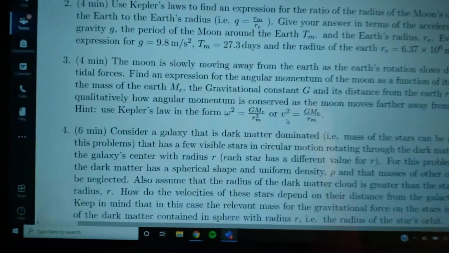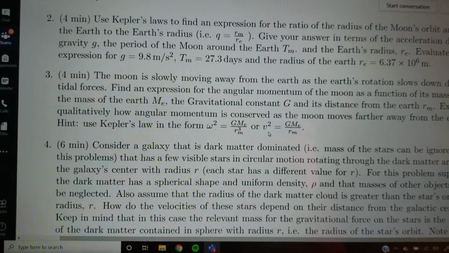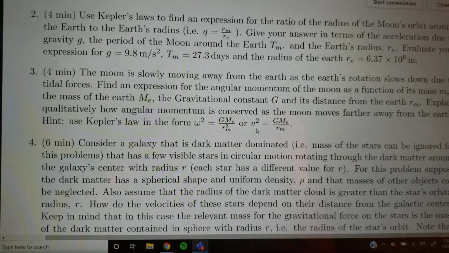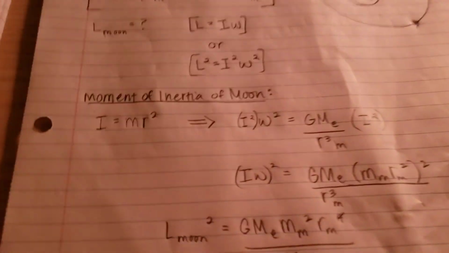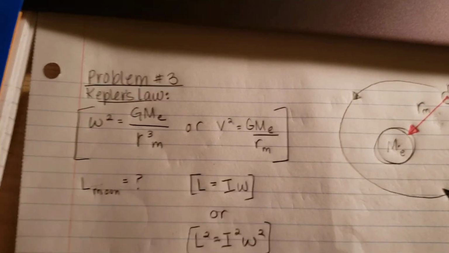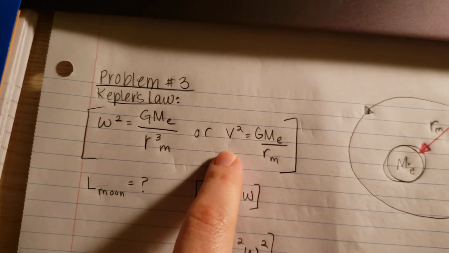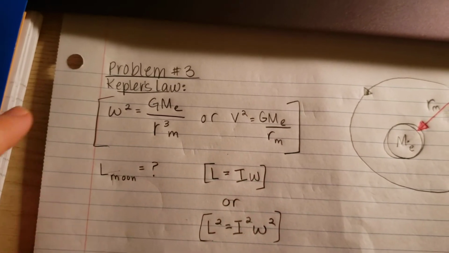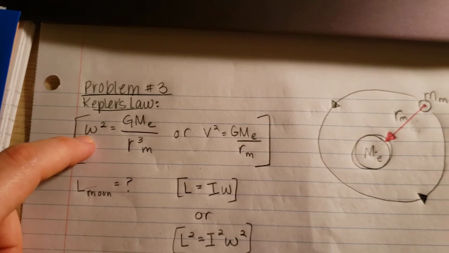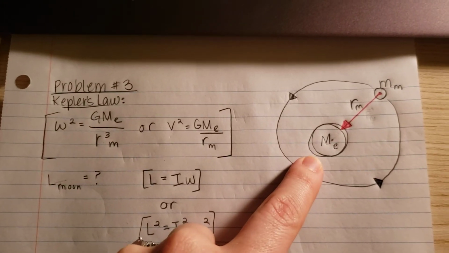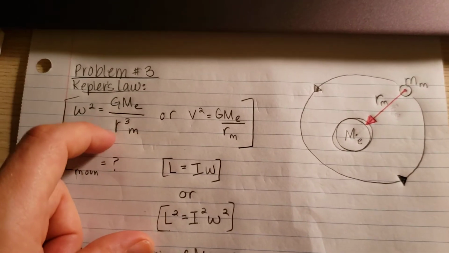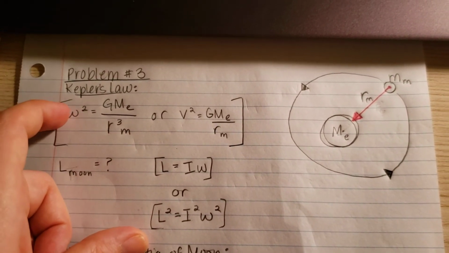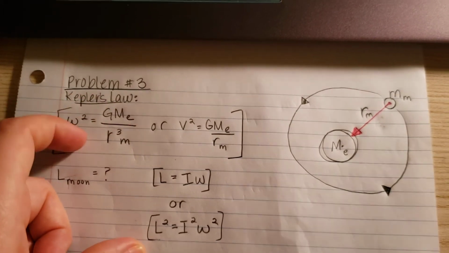And they want us to explain how the angular momentum is conserved as the moon moves farther away from the Earth. So using this, sorry for my shaking, using either of these actually, we know that if the moon is slowly moving farther away from the Earth, this distance here, this R_m, is going to be increasing. So if this is increasing, this will be decreasing because this is actually the square root.